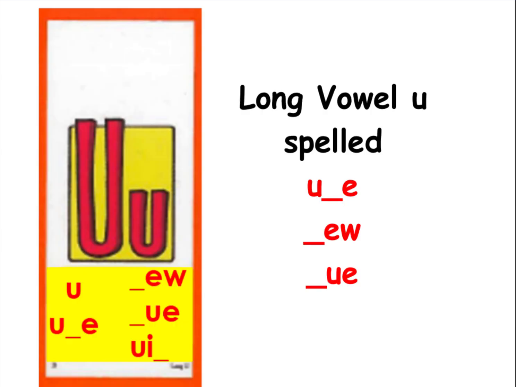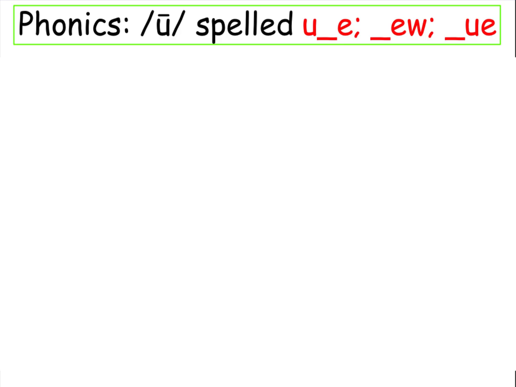All right, we are going to review long vowel U. Remember, we learned that it says U, but usually, it's going to say oo. So we learned long vowel U spelled U, U consonant E, EW, UE, especially at the ends of words, and we learned UI. That's only going to say oo.